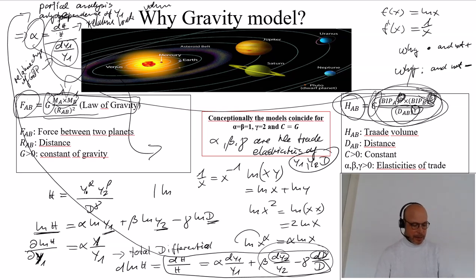And that's not all, because, not very surprisingly, we also think of the distance, first of all measured in kilometers. Then we think of transportation costs if these two partners want to trade with each other, and the higher the transport costs, the lower the trade volume. This is a good hypothesis, and therefore we divide by the distance.